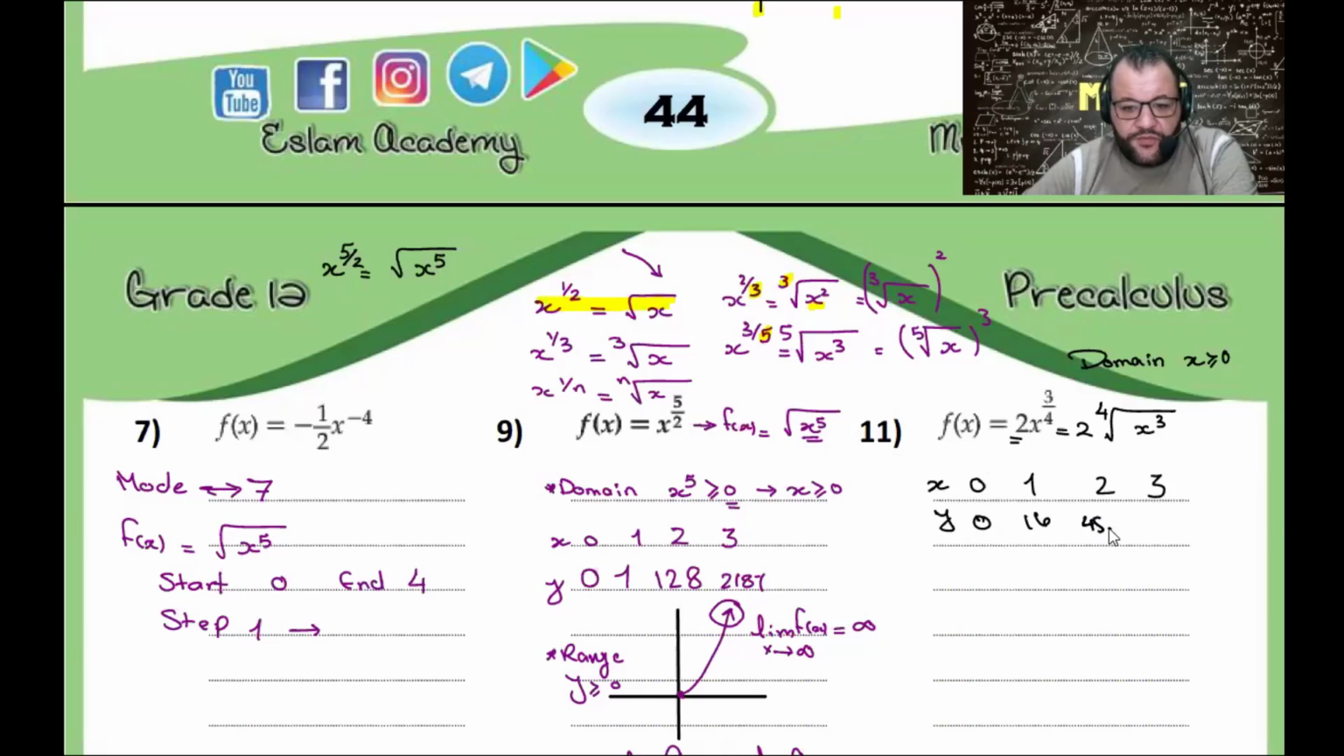45.25, 45.2, 83.1. It means that by increasing the value of x, y also will be increased. So that's how the graph will look like. By this way, how the graph will look like, that's all.